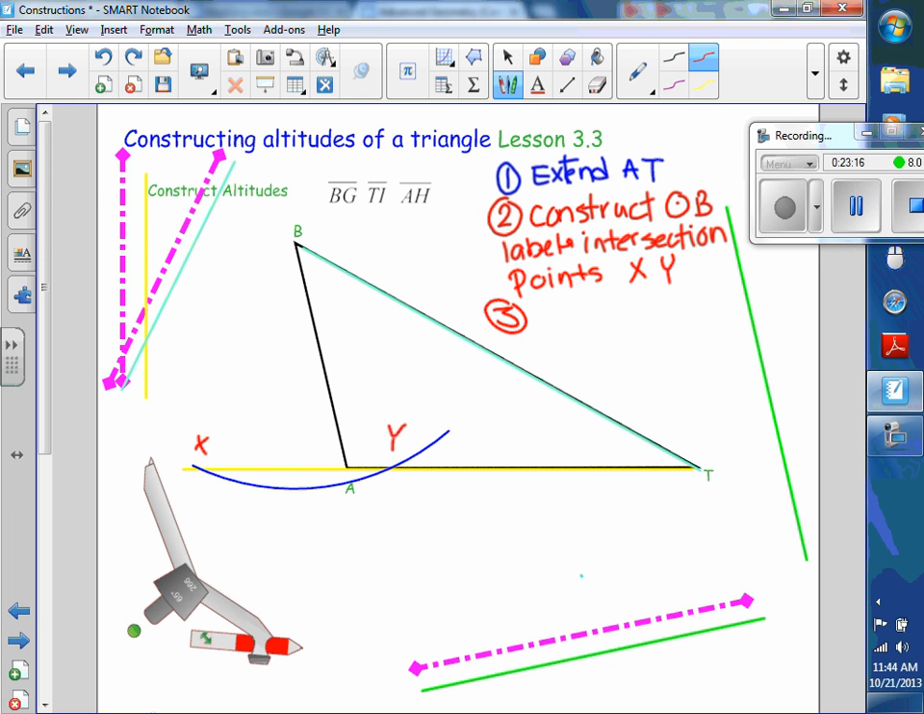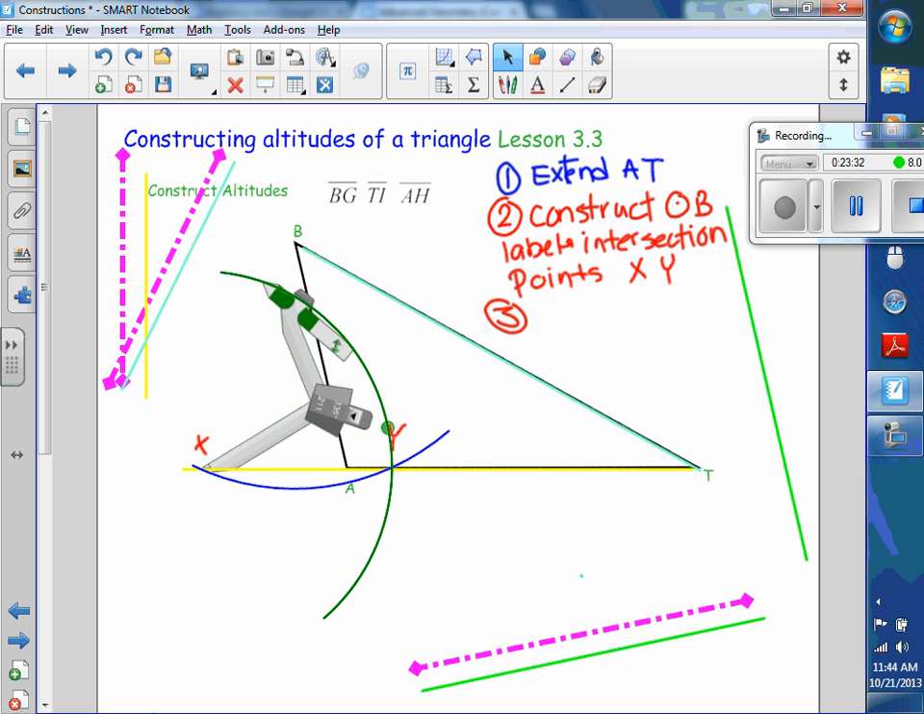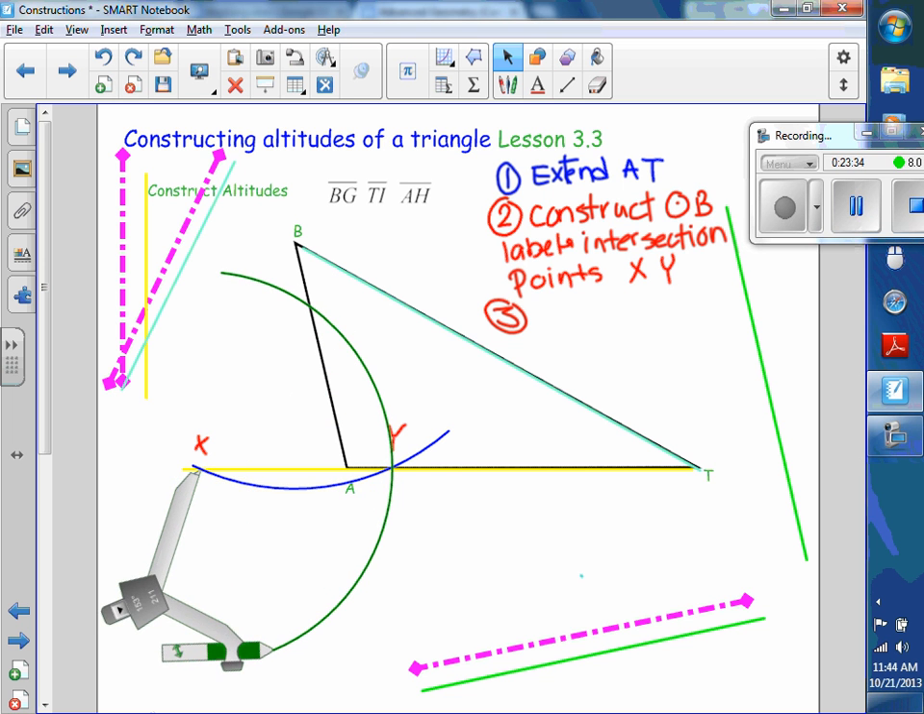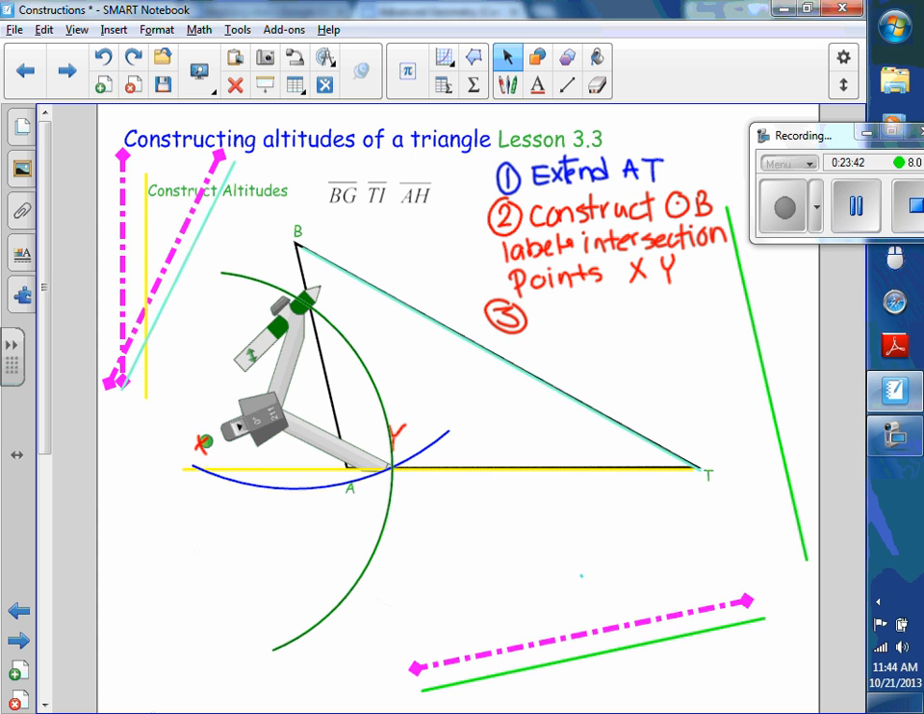You put your compass on X, and you have to go more than halfway. Go beyond the halfway point of X, Y. Arc. You can make a circle, but arc. Yes, do that. I'm making the perpendicular bisector of X, Y. That's right, Abby, you do the same. Should seem a little repetitive now.